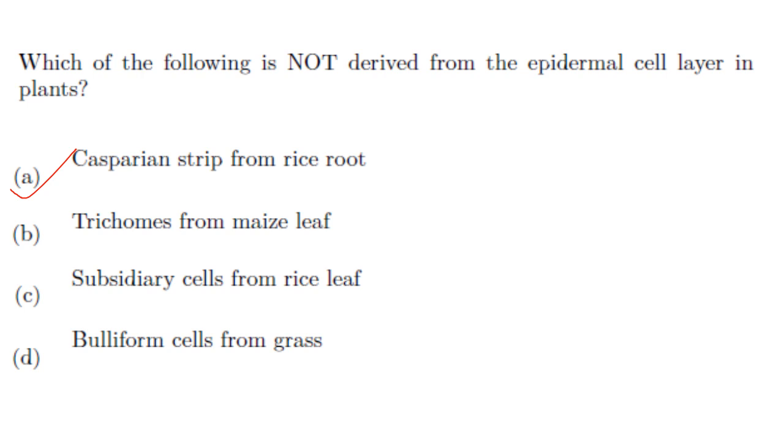Then trichomes, they are hair-like structures found in the leaf derived from epidermal cells. Then subsidiary cells from rice leaf. Subsidiary cells encircle and regulate the stomatal aperture. They are also derived from epidermal cells. Then bulliform cells. Bulliform cells help the leaf to roll up during drought or stress, thereby reducing water loss. And when water becomes available, the cells absorb water, causing the leaf to unroll back. So they are all derived from epidermal cells, whereas A, that is Casparian strips from rice root, is derived from endodermis.